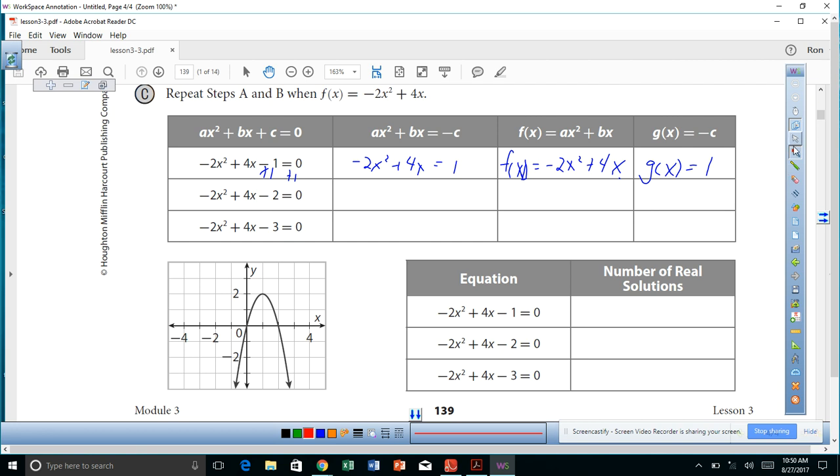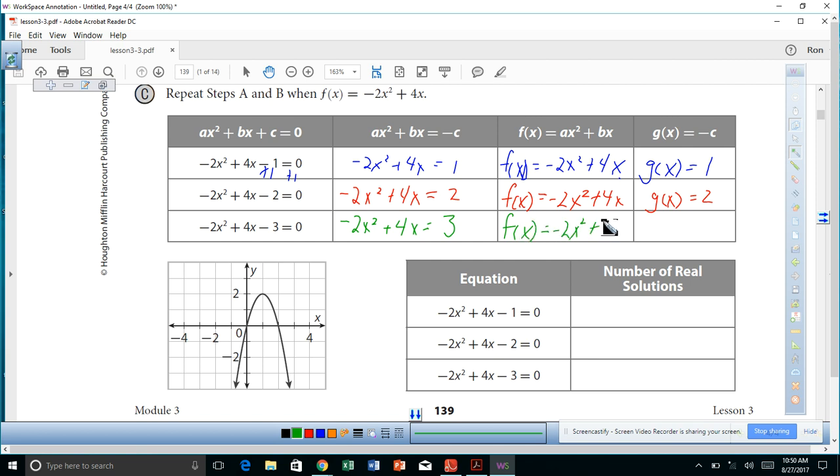Second one, that's going to be negative 2x squared plus 4x, and we're going to add 2 to both sides, so that will equal 2. F of x equals negative 2x squared plus 4x, so g of x equals 2. And the last one, negative 2x squared plus 4x equals, we're adding 3 to both sides, so that'll equal 3. F of x equals negative 2x squared plus 4x, and g of x equals 3. All right, good.